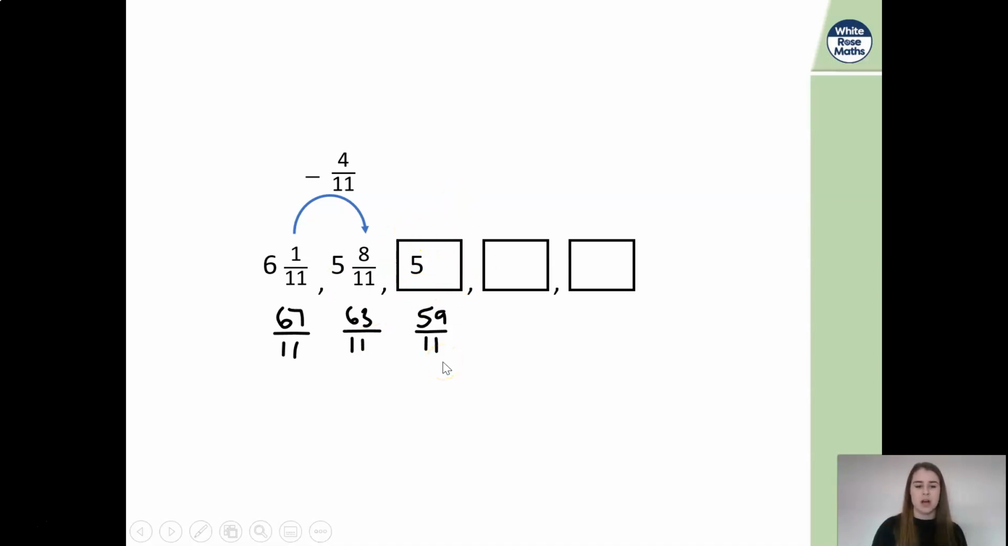Well, how many 11s are there in 59? Okay, so let's count 11, 22, 33, 44, 55. Okay, well, I can't go to 66. I've got 55, so I've got 5 wholes. Well, I'm on 55, but I need to get to 59.